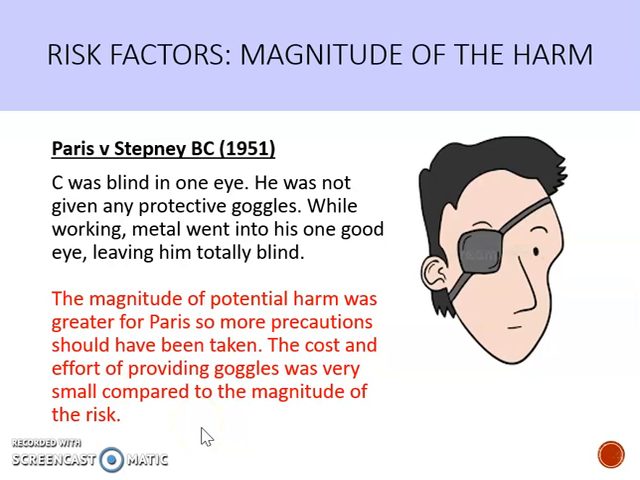So in other words, his employers knew that he was very vulnerable. He only had one good eye, so any harm to his other eye, to his good eye, would be very serious. So more precautions should have been taken. And they also pointed out that the cost and effort of providing goggles was very small compared to the magnitude, the severity of this risk.